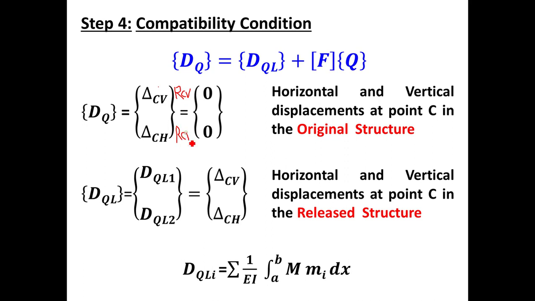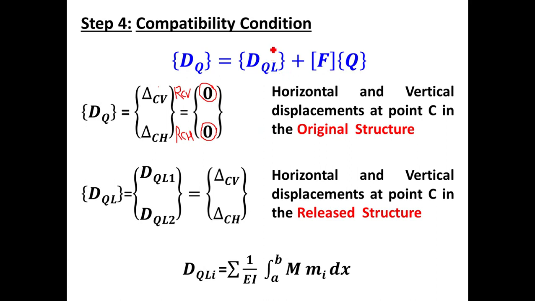So we have to see whether, in the original structure, any displacements are given at point C. Is there any vertical displacement given at point C in the original structure? No. So the first element will be 0. Similarly, there is no horizontal displacement given at C in the original structure, so the second element is also equal to 0. So horizontal and vertical displacements at point C in the original structure are not given. So that's why this vector will be 0, 0.